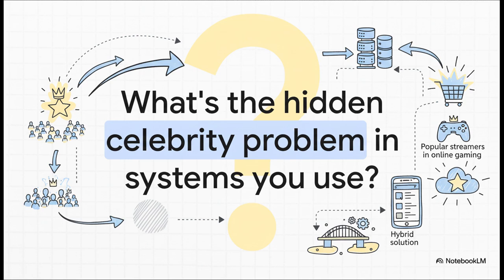And that really leaves us with one last thing to think about. This celebrity problem, where a tiny fraction of users creates a gigantic load, it's not just on social media, it's everywhere. Think about a flash sale on a shopping site, or a massively popular streamer on a gaming platform. It's the same pattern. So the next time you use an app and it just feels magically fast and responsive, ask yourself, what's its hidden celebrity problem? And what kind of clever hybrid solution are they using behind the scenes to make it all work?